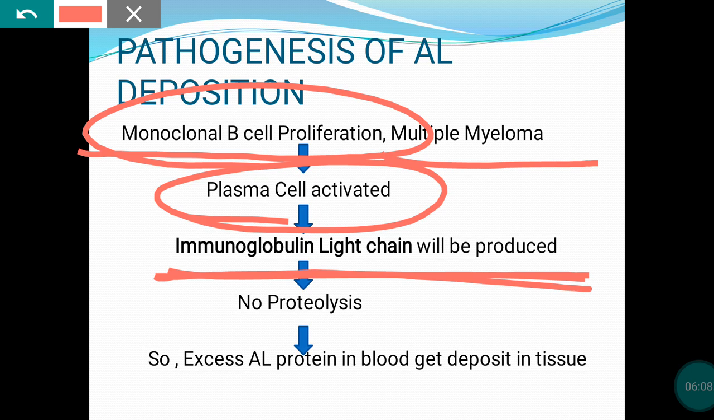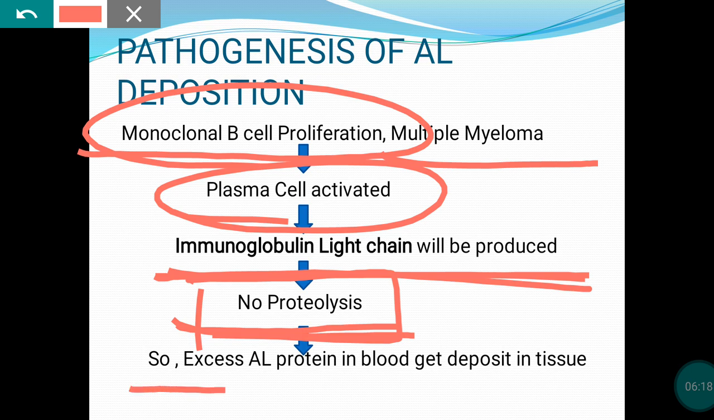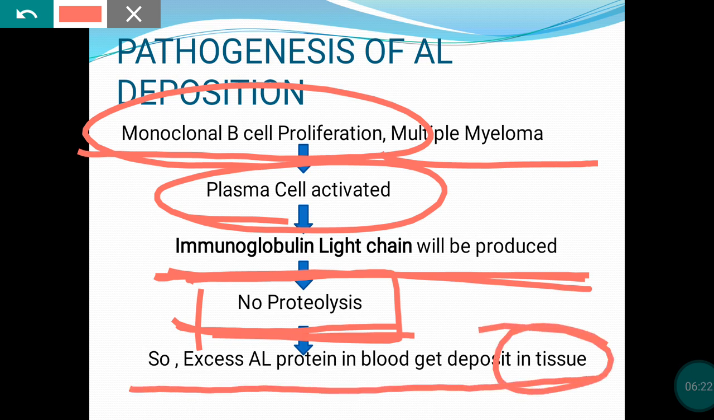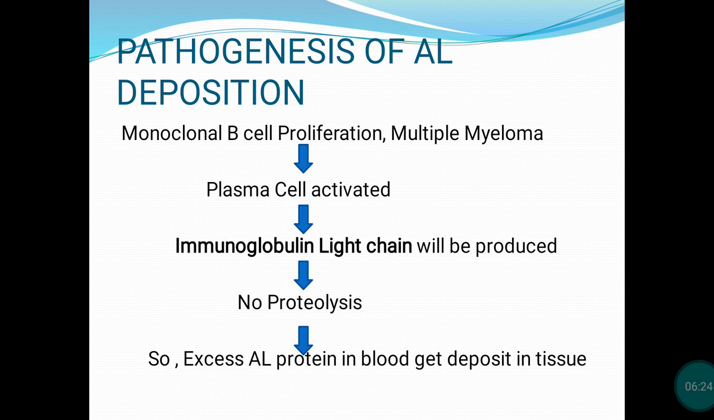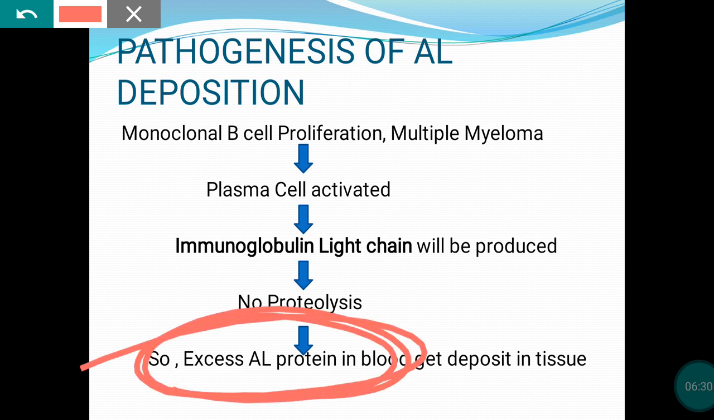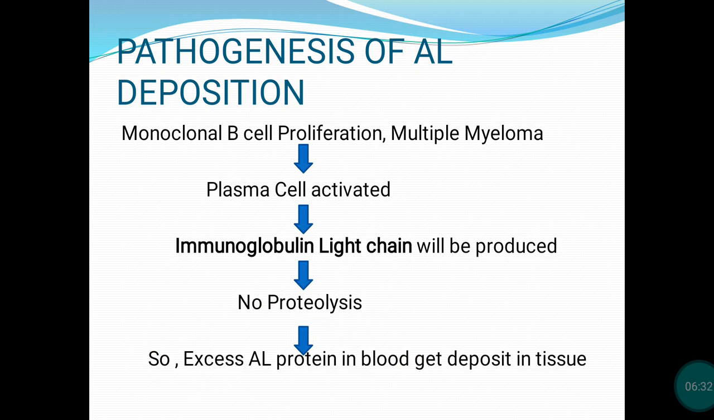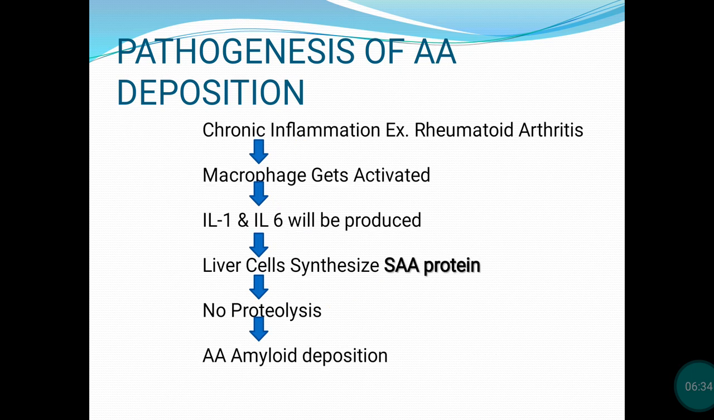Now this excessive light chain will not be cleared by the body. There will be defective proteolysis, as we have discussed. So this excessive AL protein can get accumulated in the tissue, and that is known as primary amyloidosis. And the deposition is of AL protein, AL amyloid. Clear? So that is primary amyloidosis.